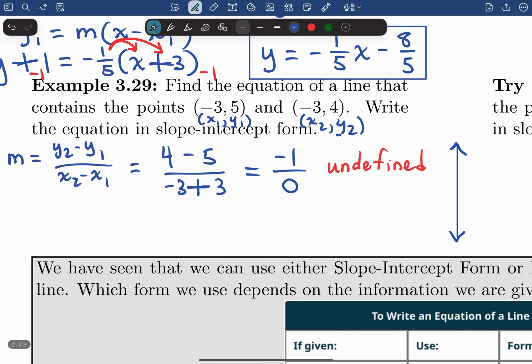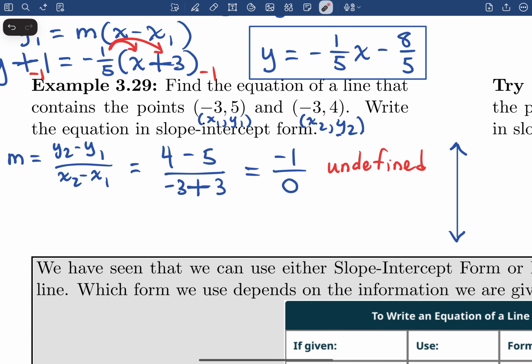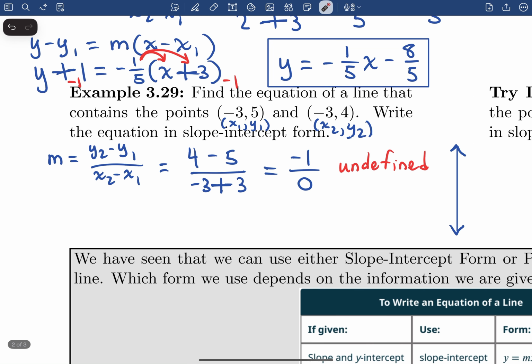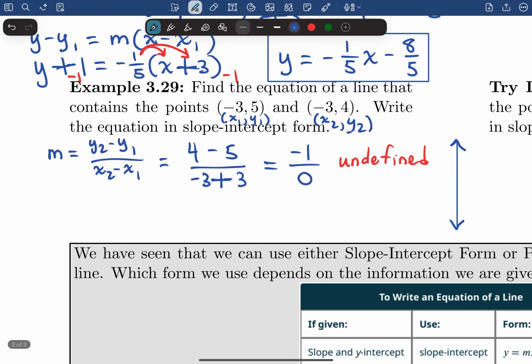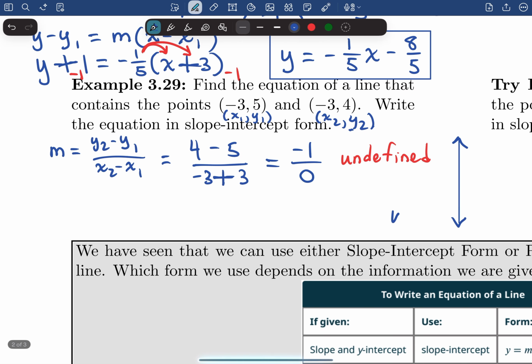And now the vertical line passes through x values of -3. We notice, see, both of these x values are the same value. And that's why we got 0, right? We took this x value, subtracted this x value, which became a plus, and it all canceled out. That means there's no run, and that's why this is a vertical line. So we could stop right here and say the equation of that line is x equals -3. This is the equation of that vertical line.